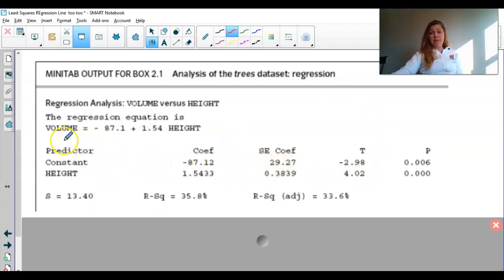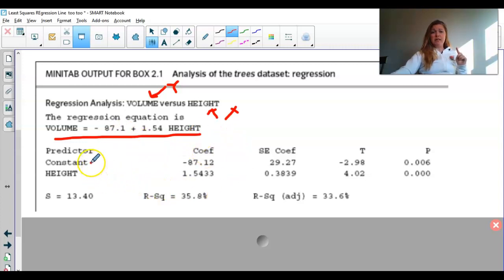Some Minitab outputs are really nice and they give you the equation right away, and some aren't. It looks like we were looking at height of a tree and then the volume of something. I don't have all the context and it does not matter, okay? But you will see Minitab outputs that look like this. That is a fact. And you may be asked to write a least squares regression line based off this Minitab output.